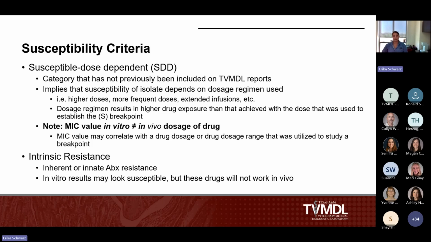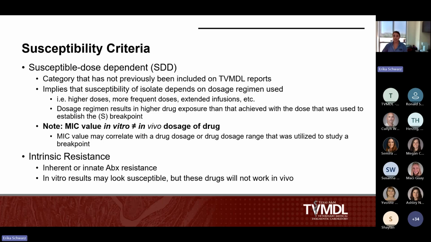And then I also briefly want to touch on the concept of intrinsic resistance. This is resistance to drugs or drug classes that will be exhibited by certain groups of bacteria regardless of in vitro susceptibility upon testing. So basically, some bacteria are just inherently resistant to certain drugs or drug classes. And historically, we tend to leave these off of the reports, which can be frustrating for clients when they don't see entire classes of antimicrobials.